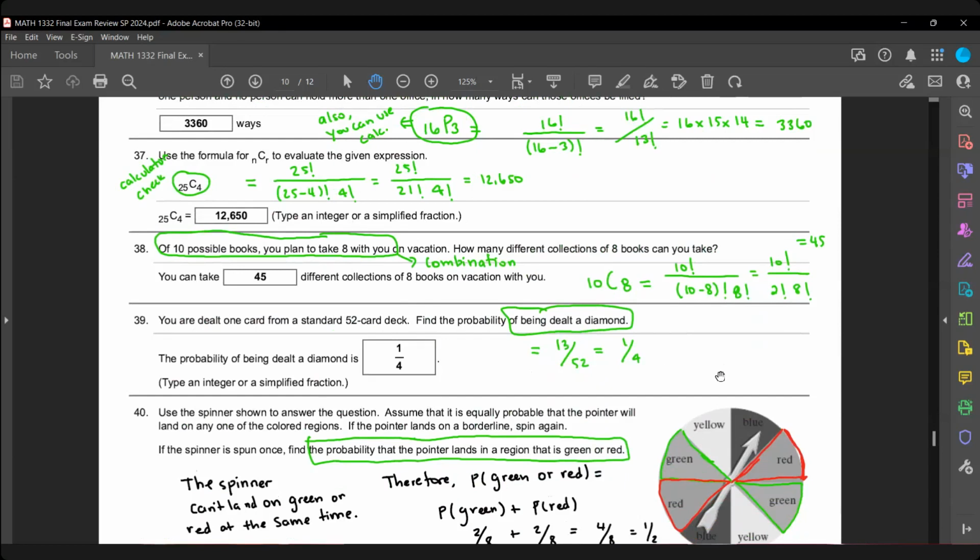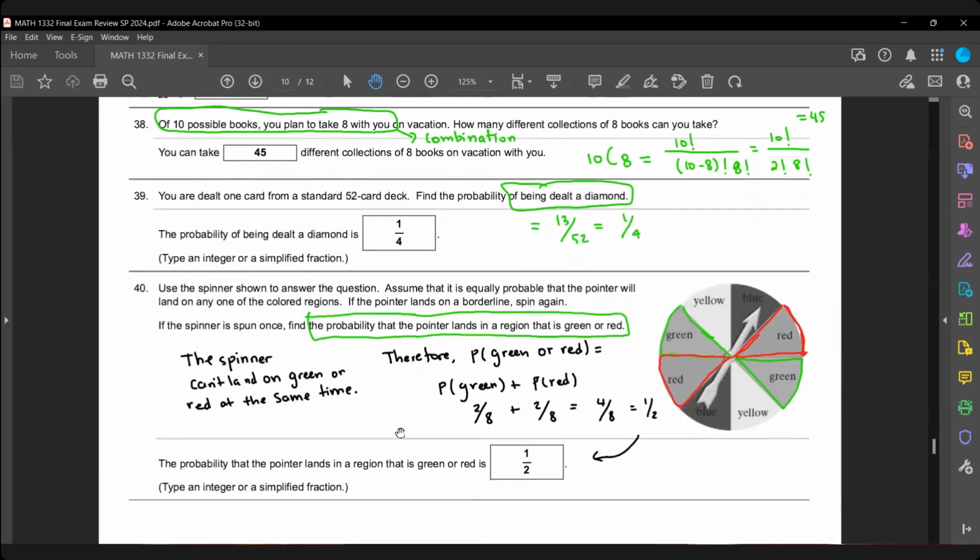There are 13 diamonds. There are 13 clubs. There are 13 hearts, and there are 13 spades. There's also 4 kings, 4 jacks, 4 queens, 4 aces, 4 twos, and so on. There are 26 red, 26 black. Just make sure that you have somewhat of a familiarity with a 52 card deck.